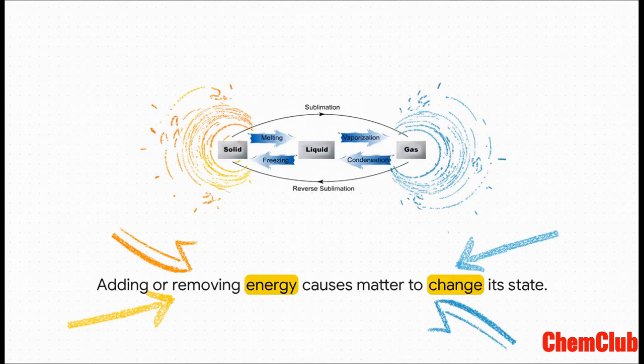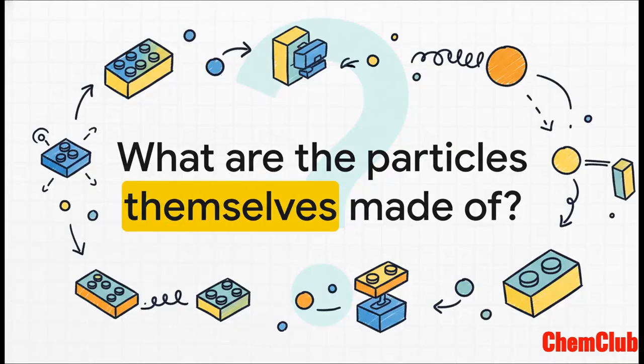So what's the secret ingredient that makes all this happen? It's just energy. It's that simple. You add energy, usually as heat, and a solid melts to a liquid. And that liquid boils into a gas. The particles are just moving faster and faster and faster. And if you take that energy away, the whole process just goes in reverse. It's so elegant.